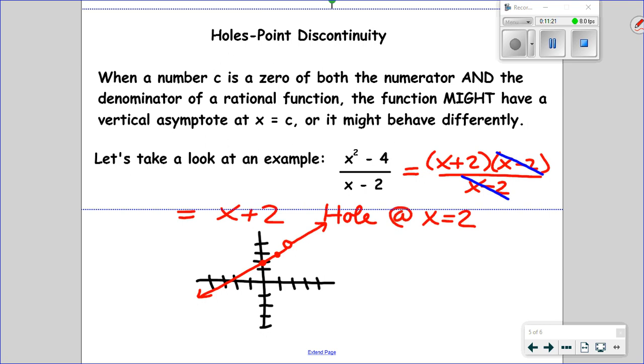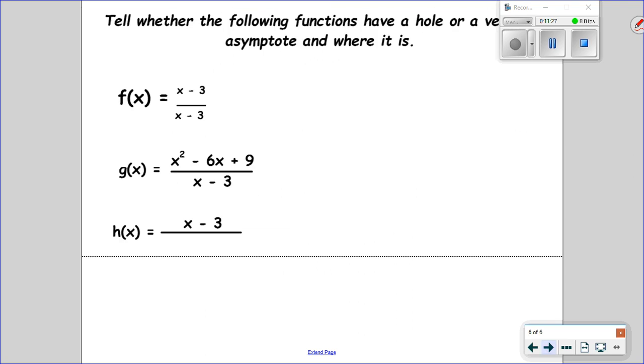Okay, let's look at some other scenarios because sometimes this can get pretty interesting. We want to determine whether the following functions have a hole or a vertical asymptote, and where it is. Look at our first function, (x minus 3) over (x minus 3). First of all, we could simplify this. (x minus 3) over (x minus 3) simplifies to 1. So this is kind of interesting because this graph is going to be a horizontal line that intersects the y-axis at 1.